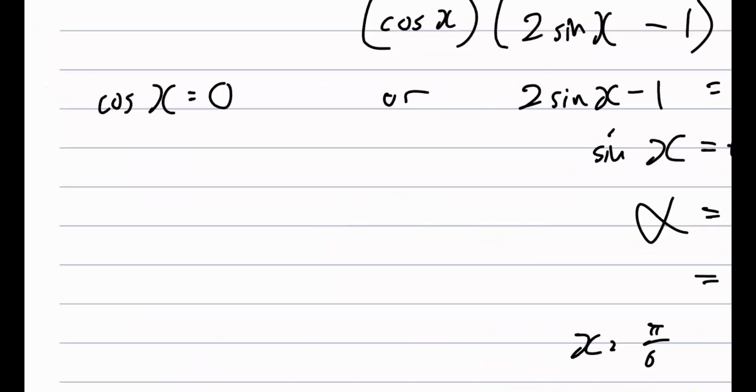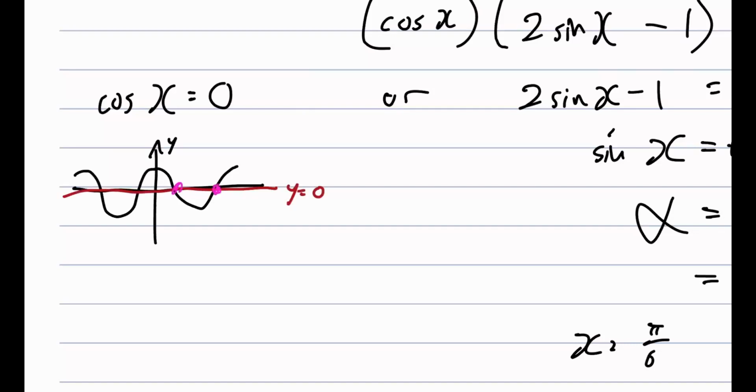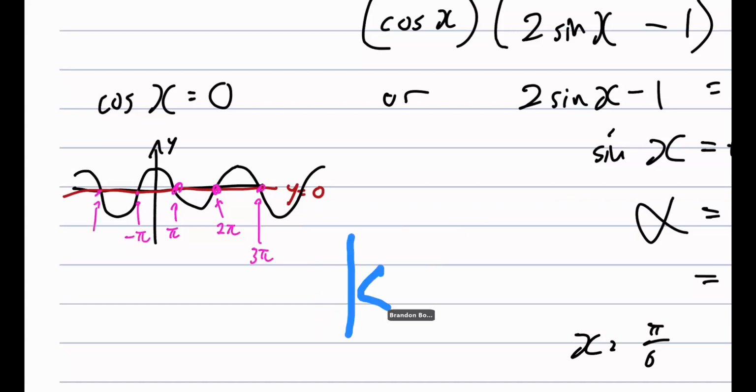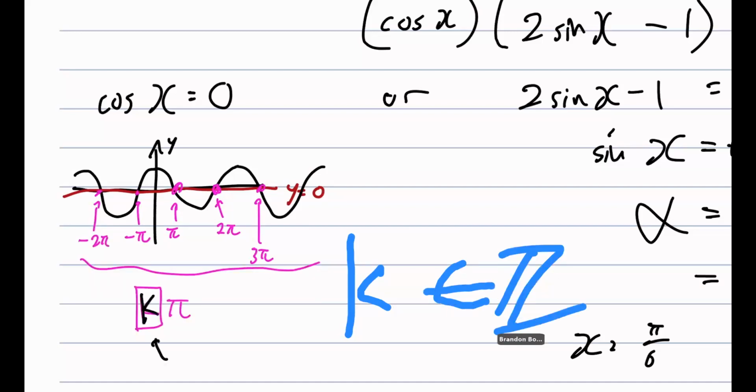So cosine x equals 0. Let's just draw a graph. Draw cosine x. Where is y equal to 0? It's over here. Where are the intersections? Here and here, right? So this is pi, this is plus pi, so 2 pi. If you continue drawing, you get 3 pi, then this one is negative 1 pi, this one is negative 2 pi. You get the pattern. So in general, it's just k times pi, where k can be 0, 1, 2, all the way, negative 1, negative 2, all the way. Where k is an element of the integers.